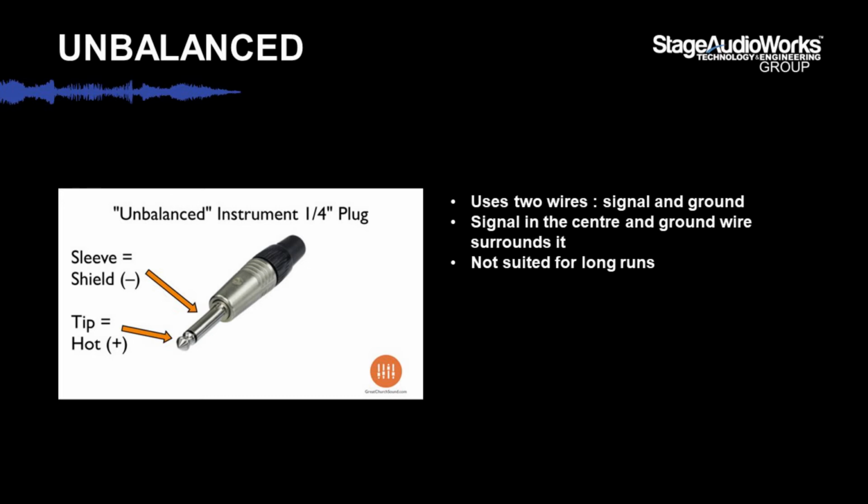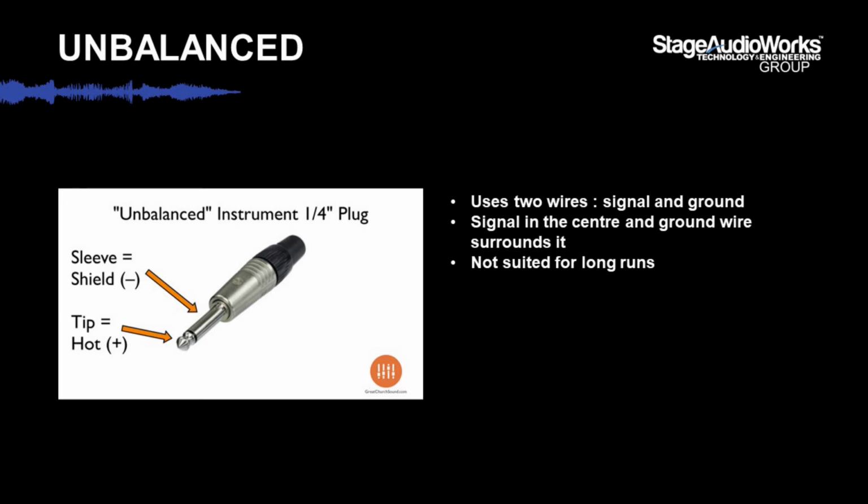And the point of the ground wire surrounding the signal is so that it can shield it from outside interference. However, the ground wire itself acts a bit like an antenna, meaning it will pick up noise along the way. And the longer the cable, the more noise it will pick up. So it's for this reason unbalanced cables are not good for doing long runs.